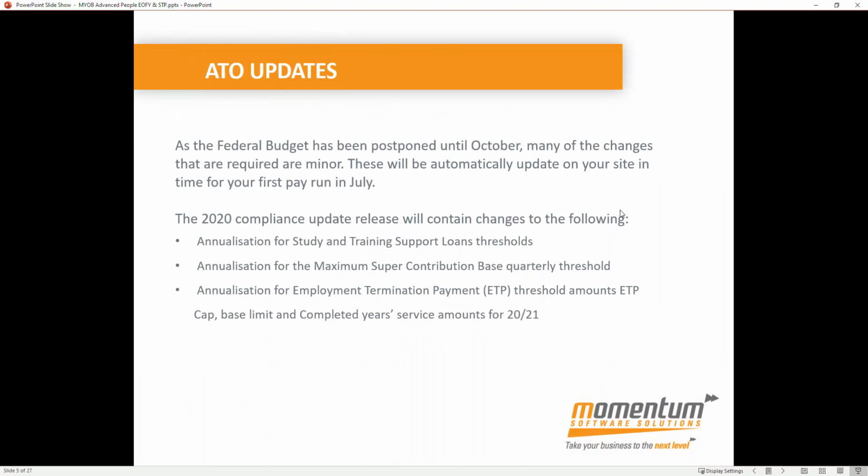As the federal budget has not been released yet, there is no change to tax rates at this point in time. In advance, there'll be automatic updates ready for your site for your first pay run in July, and they will contain things around the HECS and study loans, maximum super contributions, and also ETP thresholds.